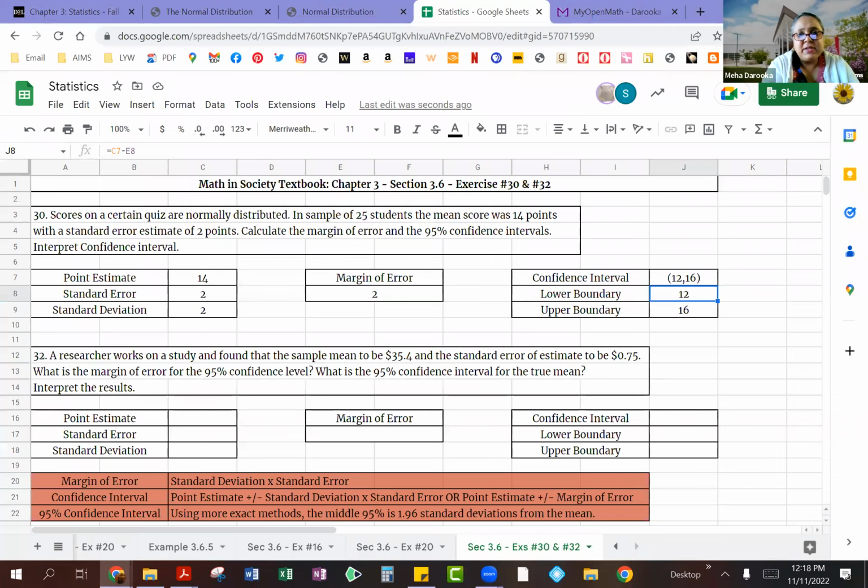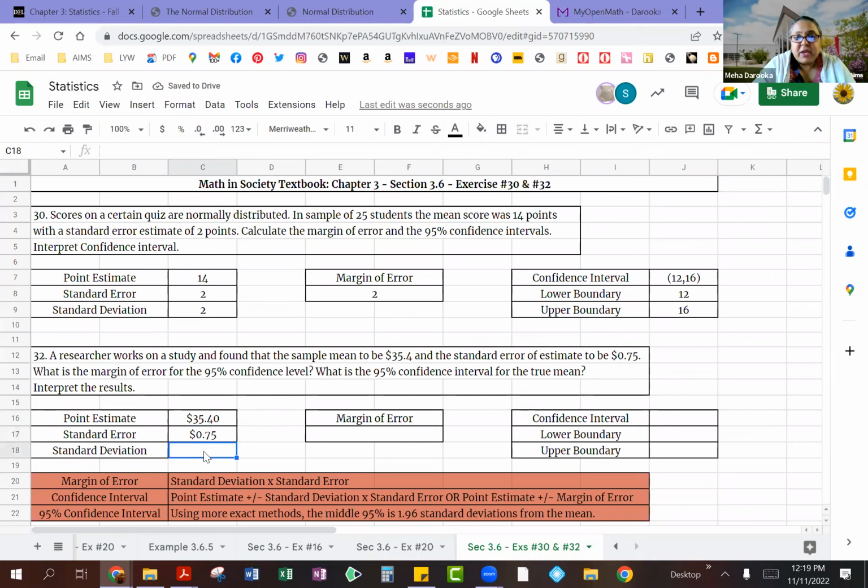So let's come back to our sheet here. So point estimate is your sample mean. So this will be 35.4. Or if you want to format that as dollar amounts, you can, because that's how they're giving it to us in the example. Our standard error is 75 cents, so 0.75. And again, you can format that into dollars.